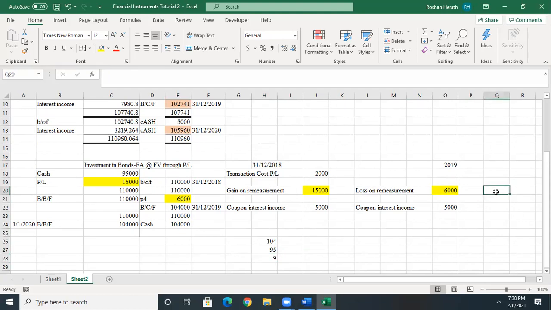If you take the net impact, it's 9,000. So apart from that, you made a gain of 10,000 over here as well. That was your coupon. Okay, so that is about the investment in bonds, the financial asset at fair value through profit or loss.